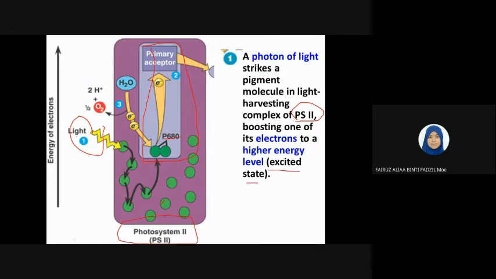So you see here, step number 1, light striking. The light is absorbed by this pigment molecule. When it absorbs the light, the electrons of the pigment, which is not necessarily chlorophyll, could be chlorophyll a, chlorophyll b, or carotenoids, will be raised to a higher energy level, the excited state.